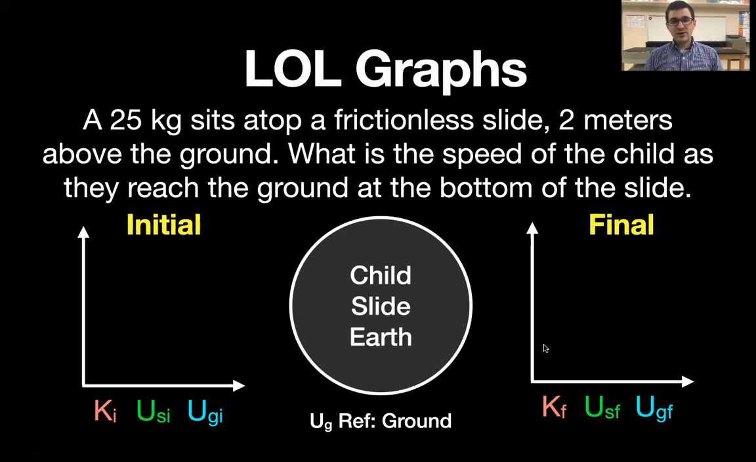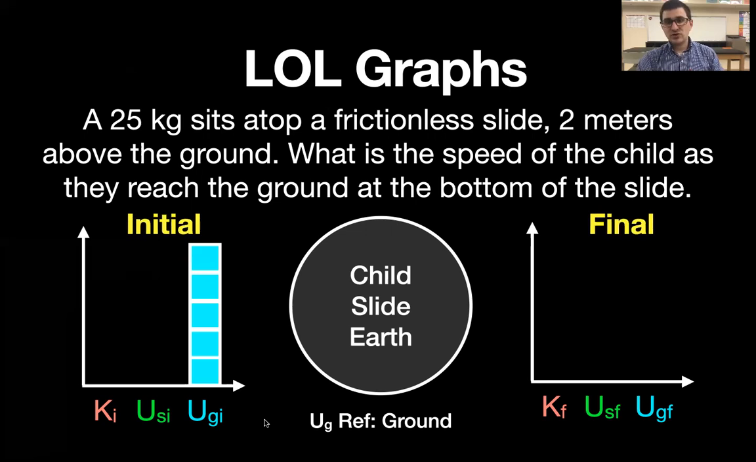So now we think about, well, what energy do we have at the beginning? Since the child is sitting, there's no kinetic energy. There's no springs involved anywhere in the problem, so the elastic potential energy at the beginning and the end are both going to be 0. So at the beginning, we just have a bunch of gravitational potential energy.